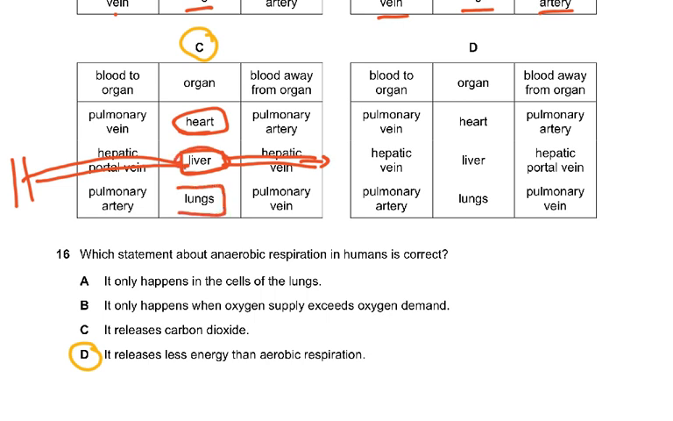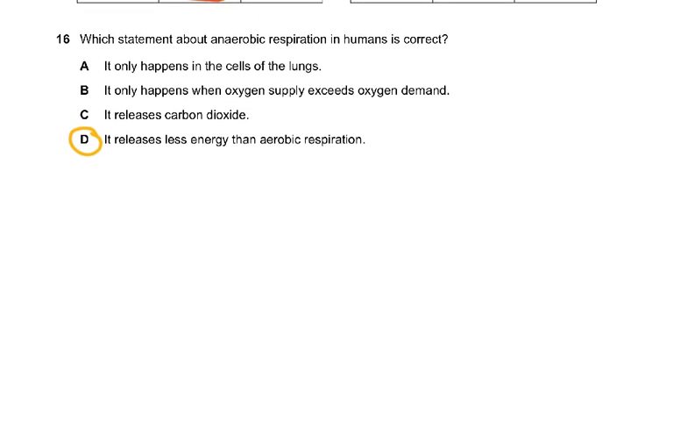Then the lungs. Pulmonary artery brings deoxygenated blood to the lungs, and the oxygenated blood from the lungs goes in the pulmonary vein. So this had to be correct. Then the blood to the organ: pulmonary vein goes to the heart, and the pulmonary artery carries blood away from the heart. So a little confusing, a little difficult, but I'm sure if you understand it, you'll be able to do it.